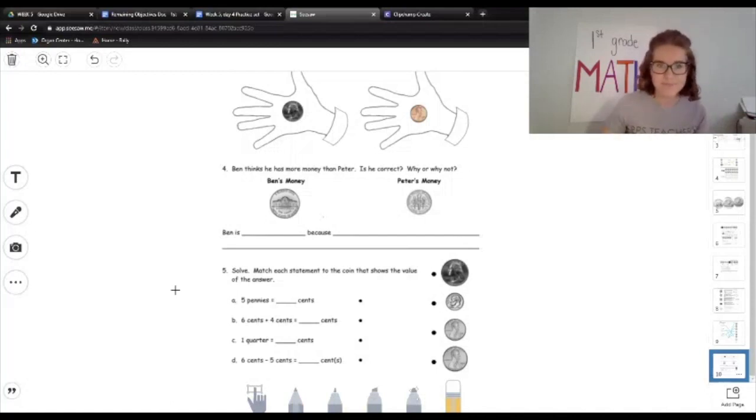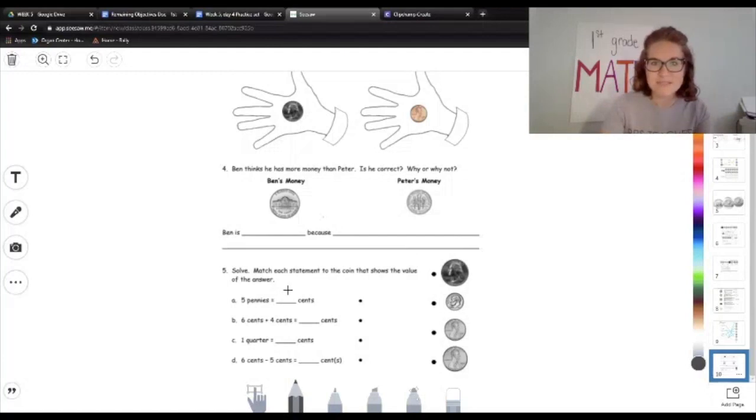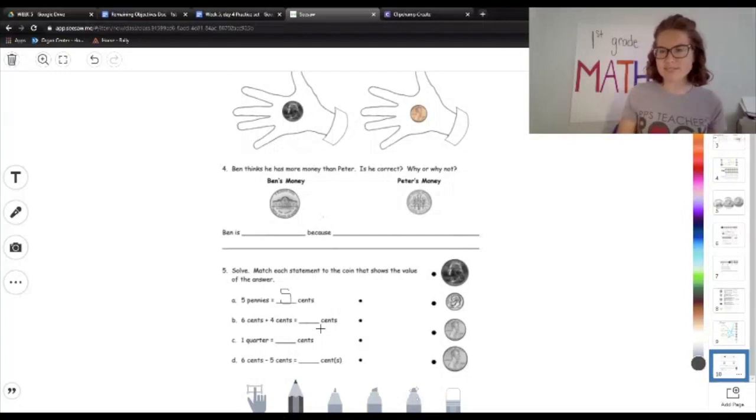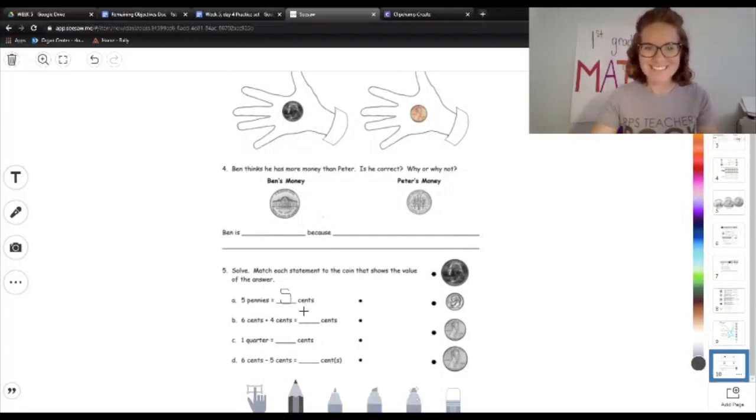All right, well, let's see. Let's do A first. 5 pennies equals how many cents? 5 pennies equals 5 cents. Good. Let's keep going down this side. 6 cents plus 4 cents. That's an easy addition problem. We know. What's 6 plus 4? 10 cents. Good job. 1 quarter. How many cents does a quarter equal? What's the value of a quarter? 25 cents. You're so smart. You guys have got this money thing down.